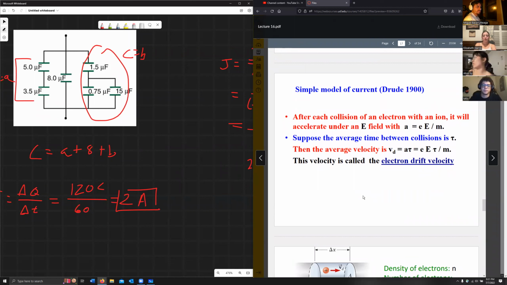So, a simple model of current by Drude, 1900. After each collision of an electron with an ion, it will accelerate under the electric field with acceleration equal to the charge of an electron times the electric field divided by the mass. Suppose the average time between collisions is tau. Then the average velocity is that. This is the same equation as earlier. That's what I was getting at here. It's E tau over m.